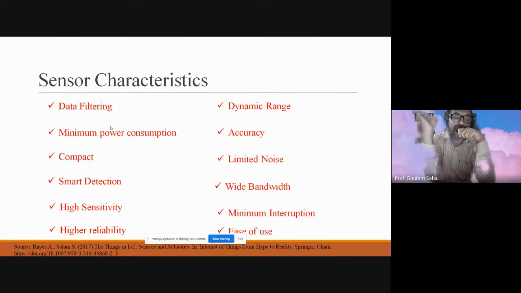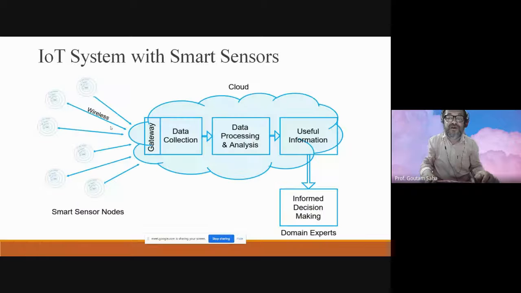Compact, it cannot be very big. Smart detections means detection should be very fast. High sensitivity, high reliability. Reliability means the failure probability is very less. That means all the sensors are coated with something which makes them highly reliable. That means easily it will not be damaged. Dynamic range means its range can be varied by the processors. Accuracy is good. Limited noise, of course, noise must be limited. Wide bandwidth, minimum interruption. So these are the characteristics of the smart sensors.